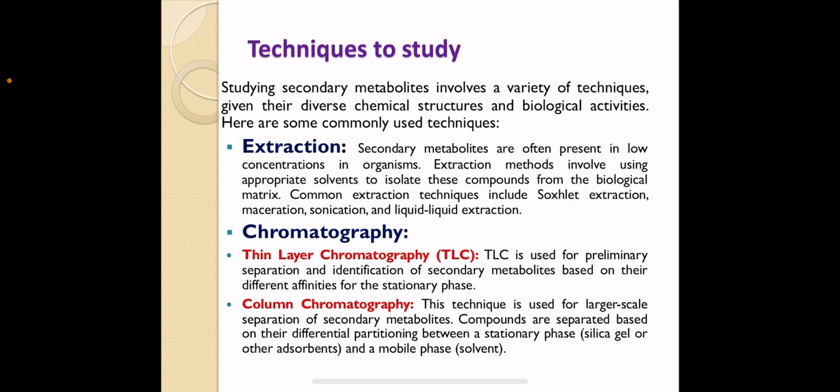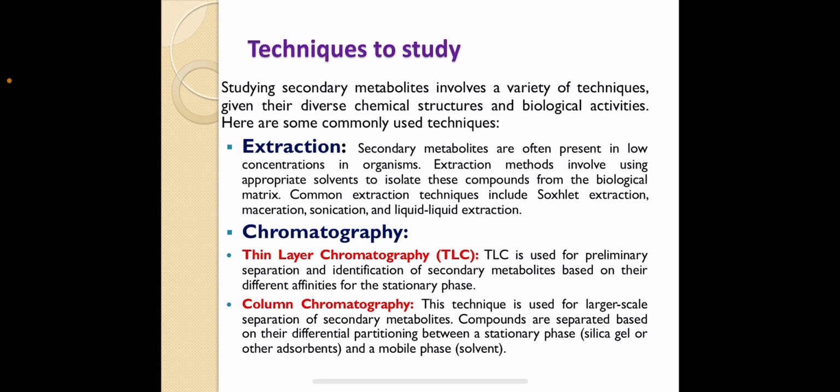First one is extraction. Secondary metabolites are often present in low concentrations in organisms. Extraction methods involve using appropriate solvents to isolate these compounds from the biological matrix. Common extraction techniques include Soxhlet extraction, maceration, sonication, and liquid-liquid extraction.